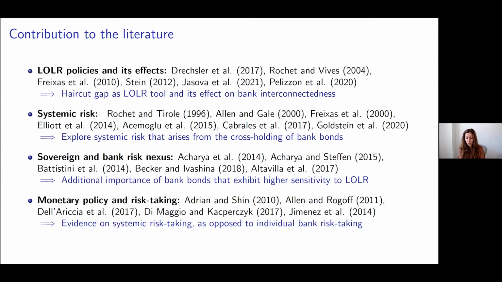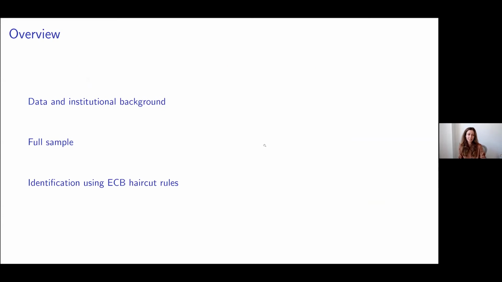And finally, we know that monetary policy induces individual risk-taking from a number of papers I'm listing here, but many, many more. What we are showing is that monetary policy can potentially also contribute to more systemic-wide risk-taking. So in the next couple of minutes, I'm going to give you a very brief overview of the data and institutional background and stylized facts that we were originally not aware of when we started this project. Then I'm going to move to a more formal analysis, first using the entire sample, and then showing results using more targeted identification strategies using the ECB haircut rules. So let me dive right in.